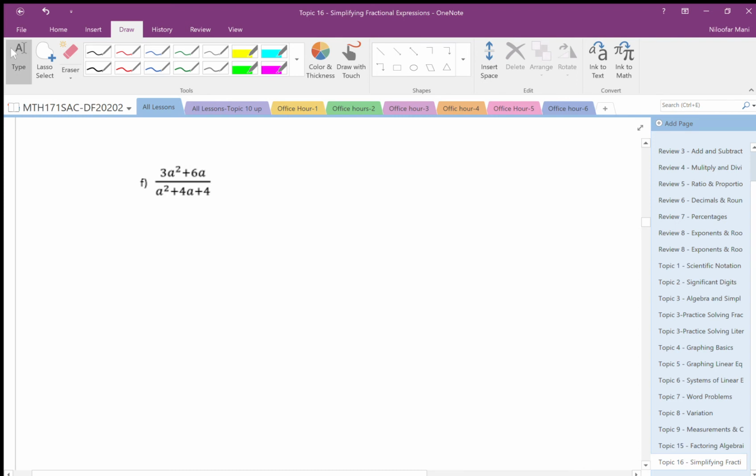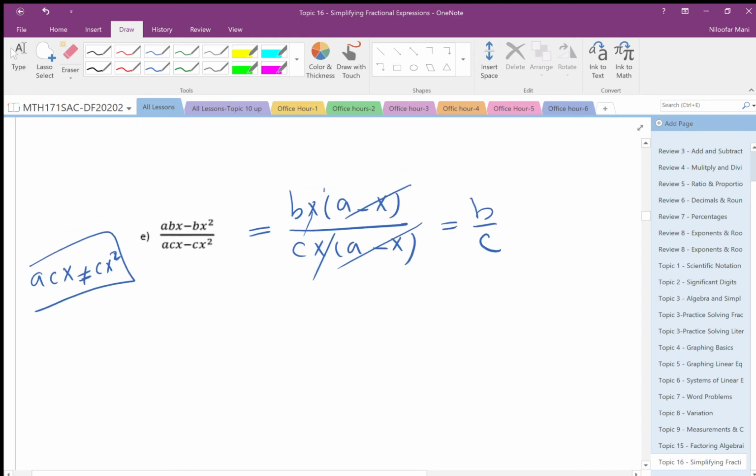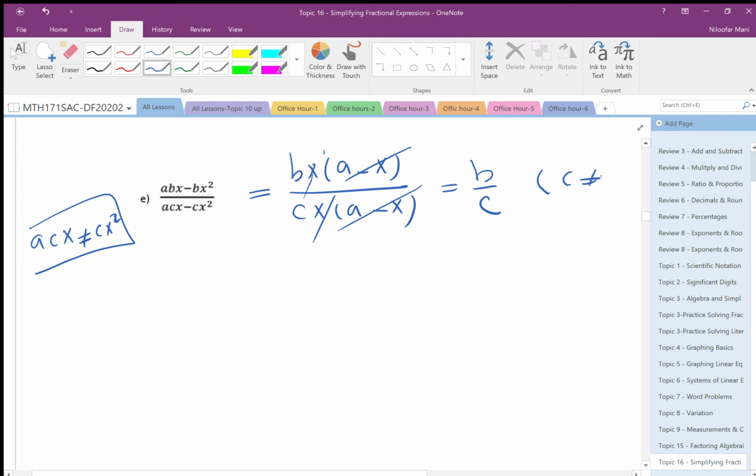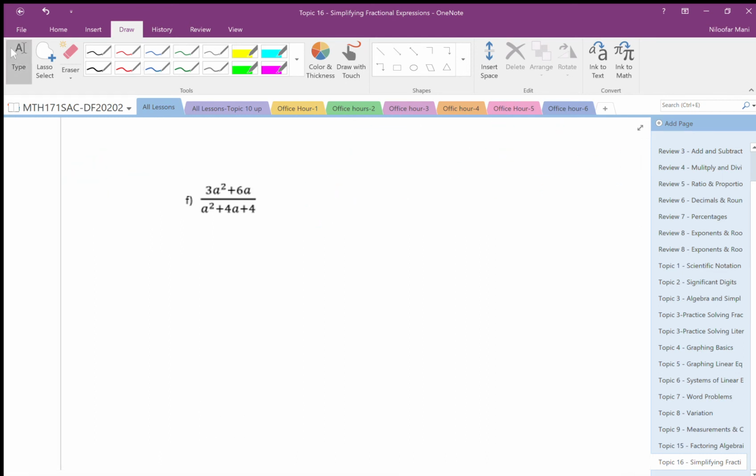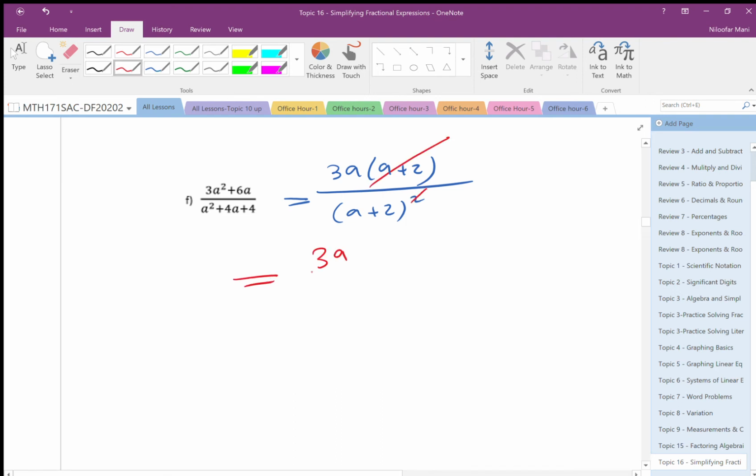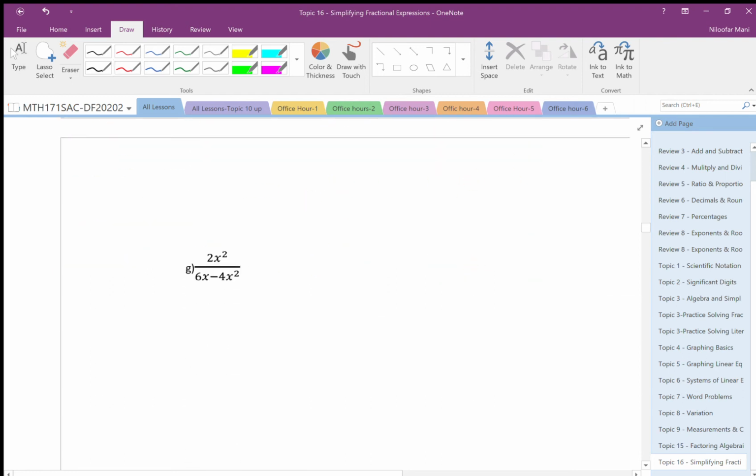How about this one? Yes, I can factor: 3a times a plus 2 over a plus 2 squared. This and that cancel, which is 3a over a plus 2, and a is not minus 2. You don't need to say that, since it must be part of the question that a squared plus 4a plus 4 is not 0. Good.